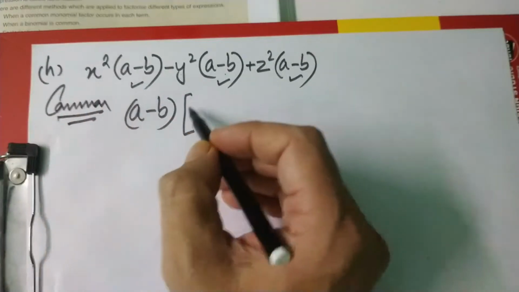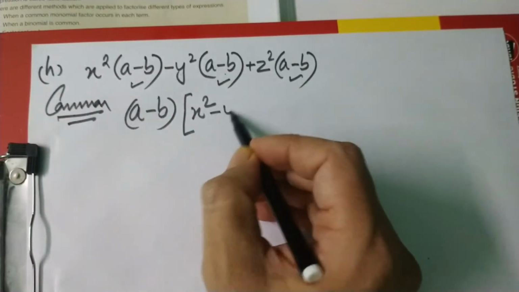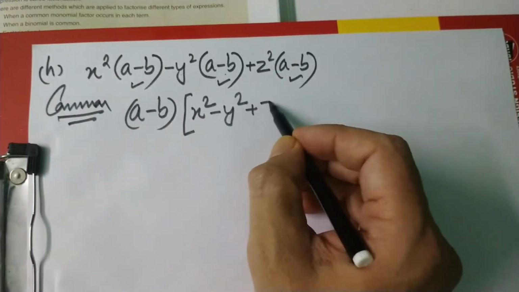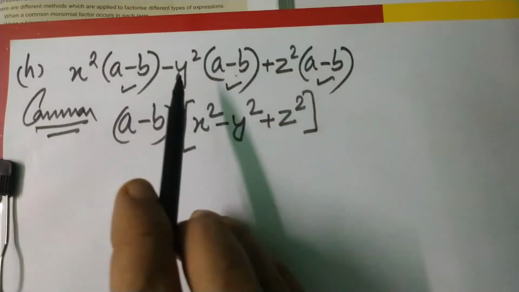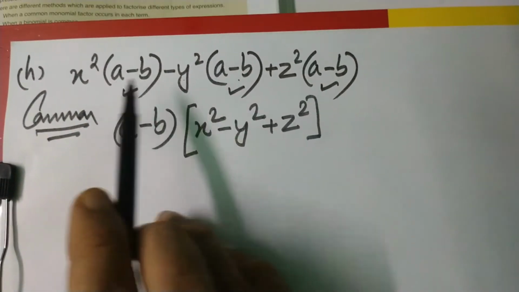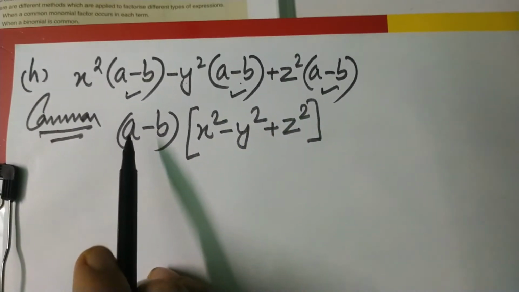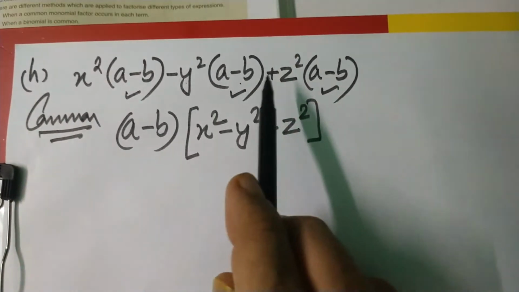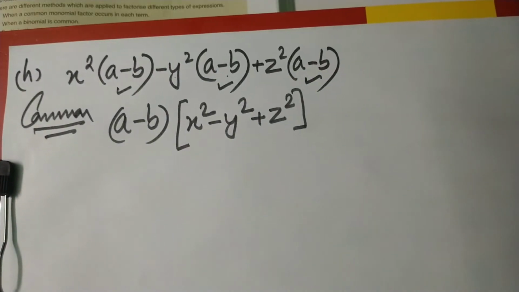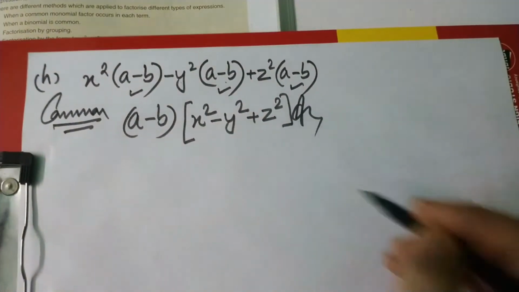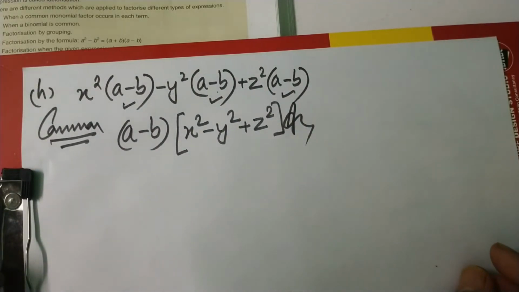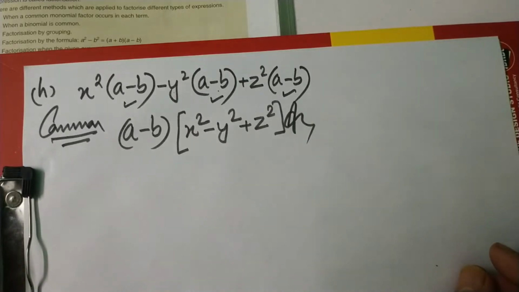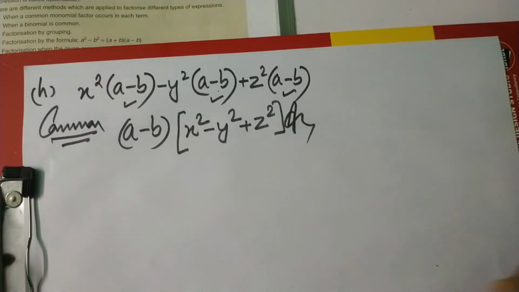This bracket is common, so I will take this bracket. Inside the bracket I will write x square minus y square plus z square. A minus b is outside, and x square minus y square plus z square. This is the answer directly, nothing complicated. Okay, so now there are other questions also where you have to take common, like m plus n.